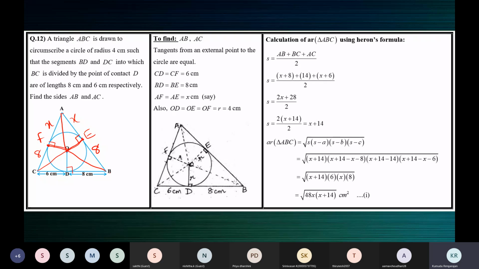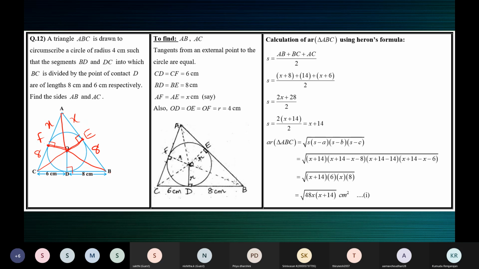Now children, what's the length of the side AB? 8 plus x. What is the length of the side BC? 6 plus 8, 14. And what's the length of the side AC? 6 plus x. What's the length of the side AC?